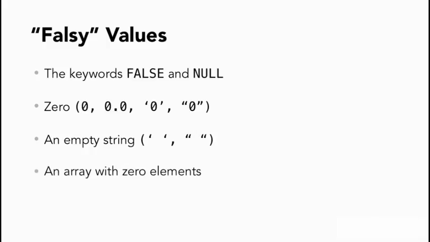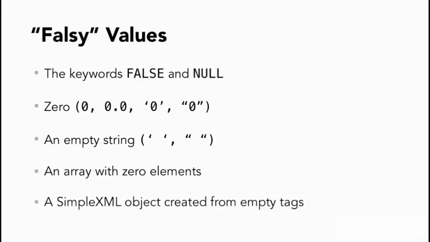An array with 0 elements. This is an important difference from JavaScript, which always treats an array as true. We'll be covering arrays in detail in the next chapter. PHP also regards a simple XML object created from empty tags as being false. Simple XML objects are an advanced topic we won't be covering in this course. So for our purposes, PHP regards as false the case-insensitive keywords false and null, 0 as a number or as a string, an empty string, and an array with no elements. So what else? That's it. Everything else is regarded as being true.